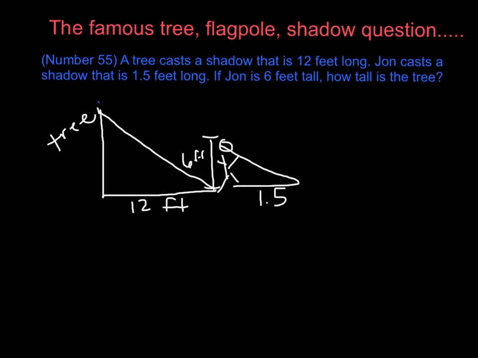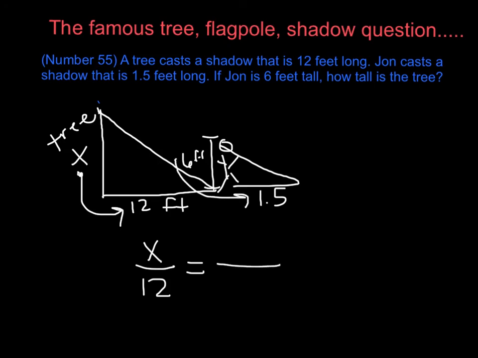So one way that you could do this, it wants to know how tall the tree is, so I'm going to call it X. So I could set this up as X is to 12. And remember, I started here and went to this one, so I would need to do the same thing. I would have to start with this one on the top and put that one on the bottom. So 6 to 1.5. The other thing that you could do is maybe label which one is your height, which one is your shadow, so that you see that it matches up.